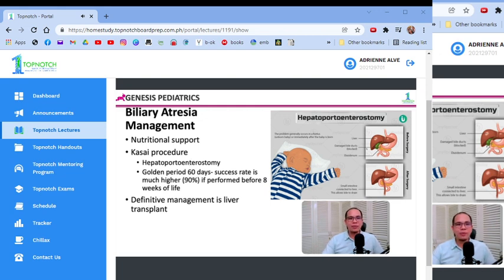So ano ba nangyayari dyan sa Kasai? So ayan yan, this is the before surgery, this is the after surgery. Your small intestine is connected to the liver to allow the bile to drain. Kasi nga, in biliary atresia, ang problema mo, yung extrahepatic bile trees mo sira. Diba? Damage or block. So ang gagawin mo, idediretso mo na yung bituka dun sa liver.